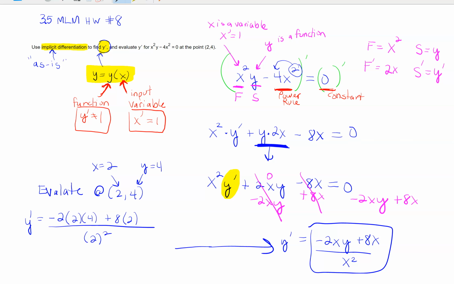These numbers are small enough we can do it in our head. When I multiply the first group together, that's going to be negative 16 plus, when I multiply the second group together, positive 16. So in the numerator, I'm going to end up with a 0. And in the denominator, 2 squared is 4. So 0 divided by 4 is just 0.